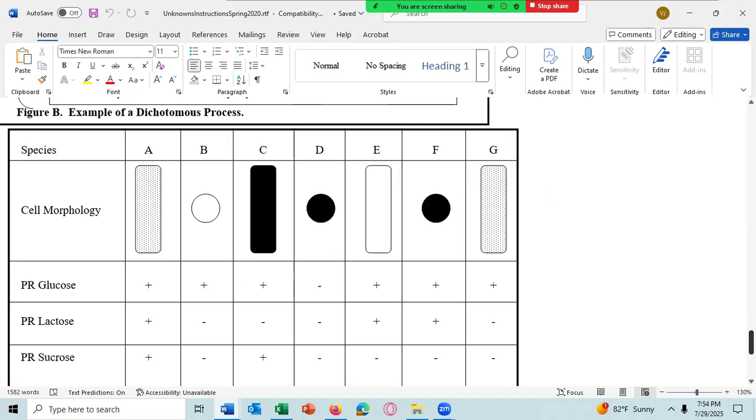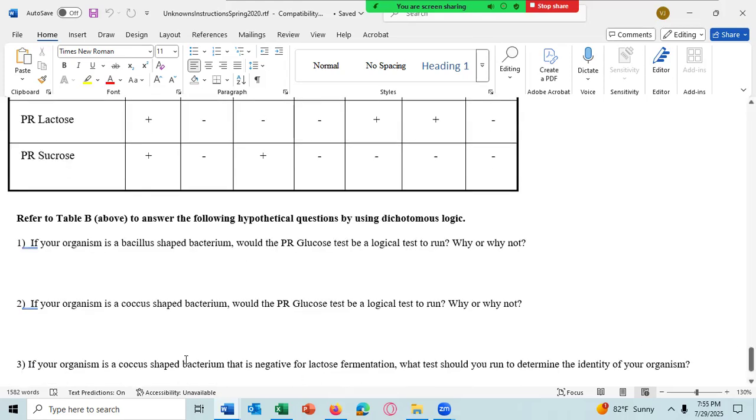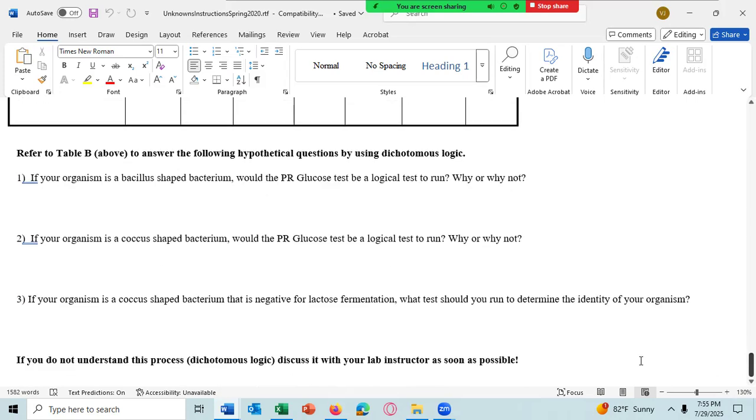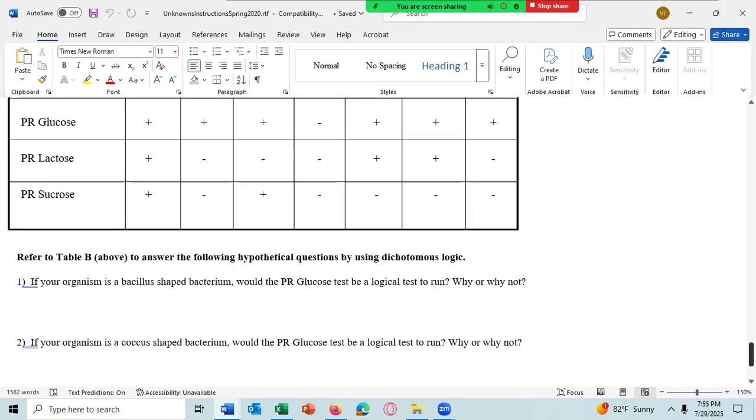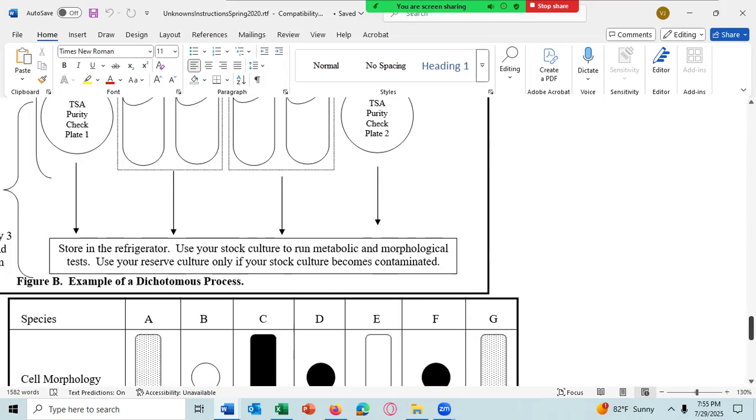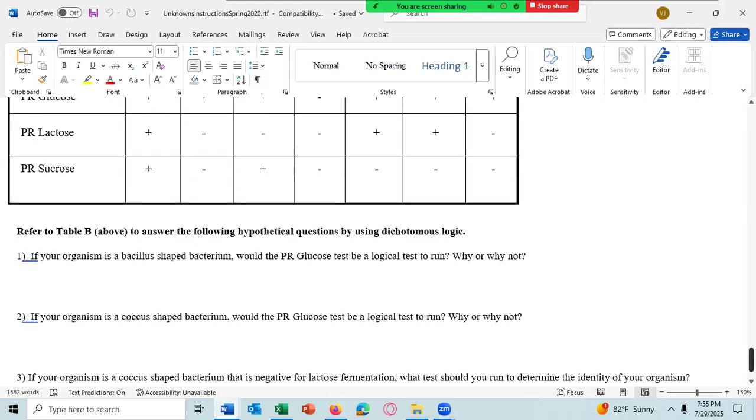If you need help on a dichotomous process, we have figure B in the last part here with some questions to help you with using dichotomous logic. This does not need to be turned in for your report. You do not need to turn this in. This is just to help you understand dichotomous logic. If you have it, it's here. Someplace we have the answers to that. I'm not sure where that is.